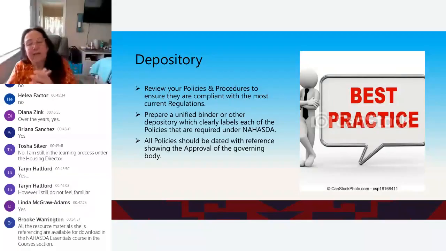Make sure you have a binder or other depository, a file cabinet, something where all of your current and approved policies are kept. You've got to have proof of adoption on your policies. Attach that to the back of every policy so you know that it's the most current one. Prepare that binder or the depository that clearly labels each of the policies required under NAHASDA, and it has the policy in there with the proof of adoption. Make all the copies you want out of there, but you leave those main ones in that file so you always know where to find them.